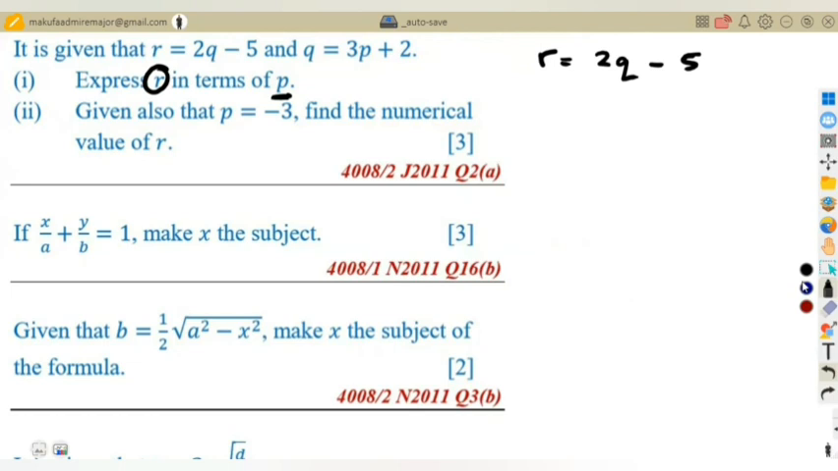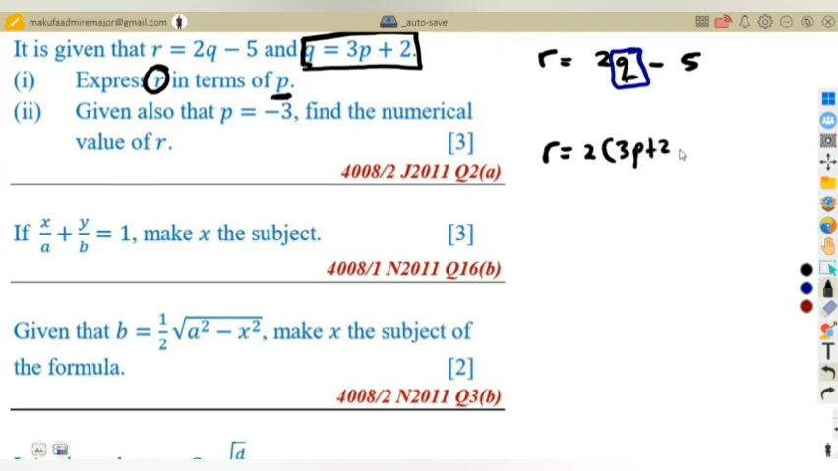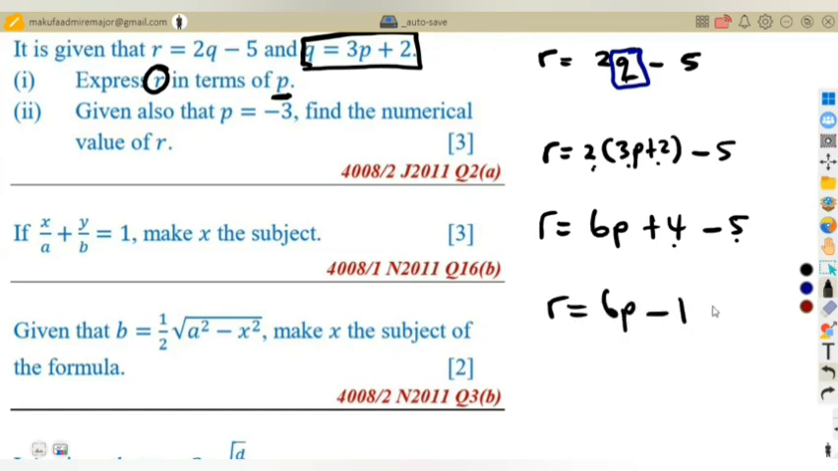So you ask yourself, how can you remove this Q here, so that we have it in terms of P, because R is supposed to be in terms of P. So we simply have to substitute the value that we are given for Q, because we are given Q in terms of P. Q is equal to 3P plus 2. So this one was just a matter of substituting. Then we can simplify. R is going to be 2 times 3, which is 6P, 2 times 2, which is 4, minus 5. So R is going to give us 6P, 4 minus 5, that is minus 1. So that is what we're supposed to have as R as the subject of the formula.